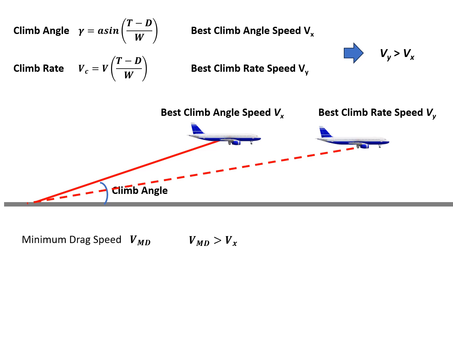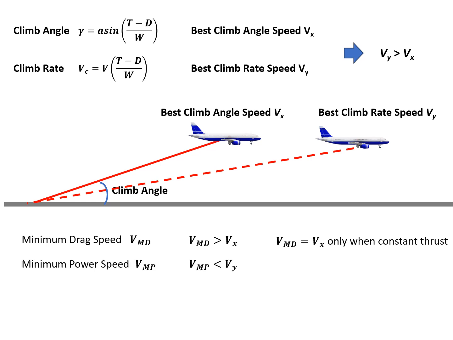Okay, and in the meantime, when we discuss the climb angle, we discuss the minimum drag speed, VMD, and VMD is normally larger than Vx. And there's one important case we need to remember. VMD, minimum drag speed, equals the best climb angle speed Vx, only when the thrust is assumed to be constant.